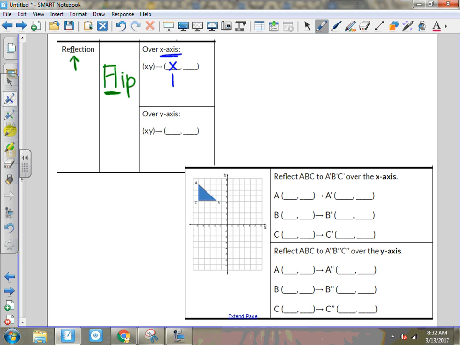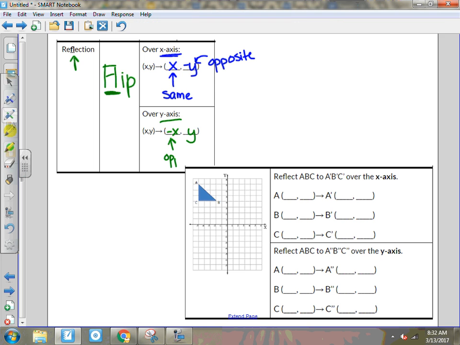X is going to stay exactly the same. And the Y is going to turn into its opposite. And I'm using that negative sign to show that it's going to be the opposite here. So make sure you write yourself those notes. Now if we're flipping over the Y axis, it's going to be the opposite. Our X is going to be turned to opposite, and our Y is going to stay exactly the same. So again, I'm going to just write those notes.